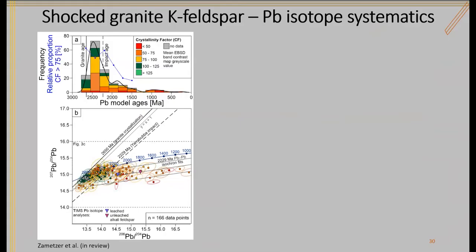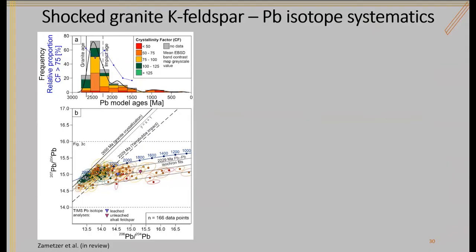Now, we have to take a look into the lead isotope systematics of this sample. So I plotted this in relation to the U-Pb terrane lead evolution curve, the blue lead evolution model that is shown here. The laser ablation spots are color-coded by crystallinity factor. Those are the circles shown here in the 207/204 diagram. And they are plotted in relation to the granite crystallization age paleogeochron and a paleogeochron with the impact age, 2229 Ma.